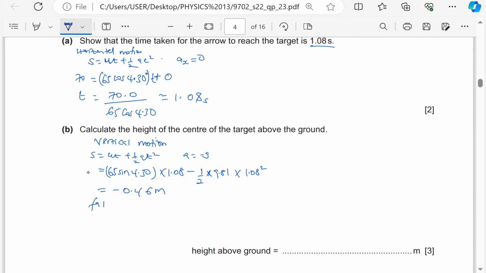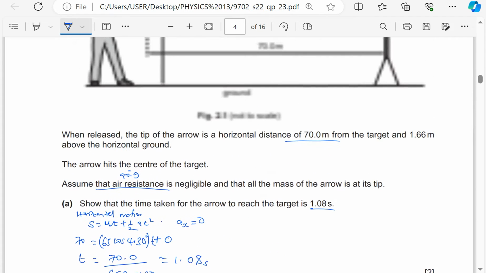So it falls 0.46 meters below the point of projection. It falls 0.46 meters below the point of projection.